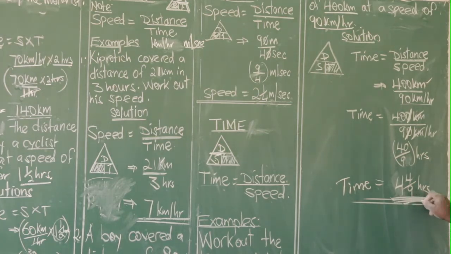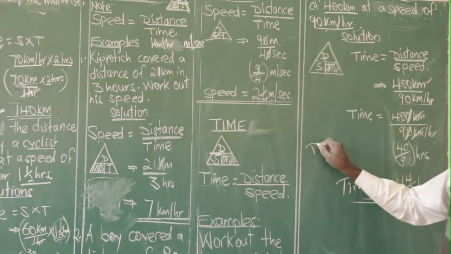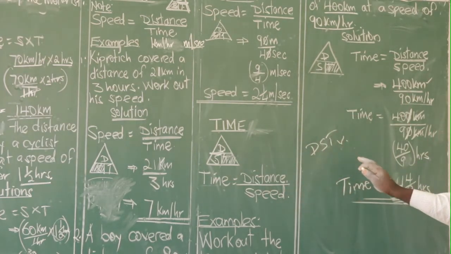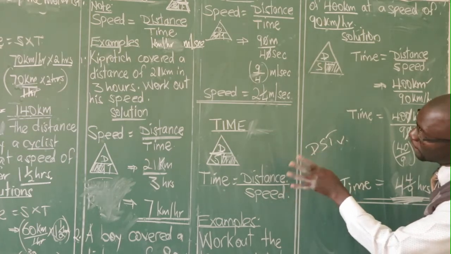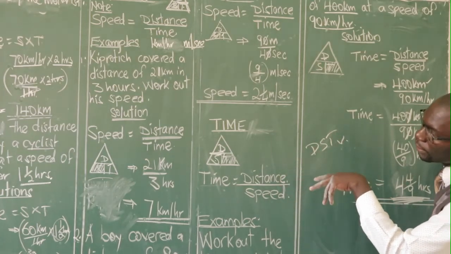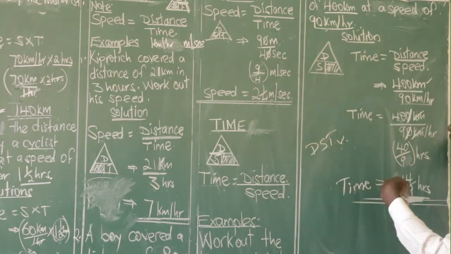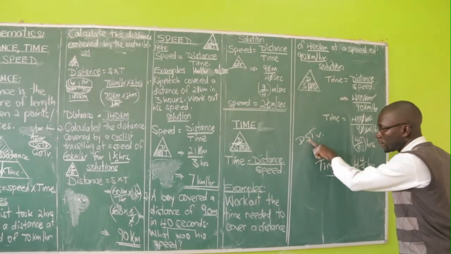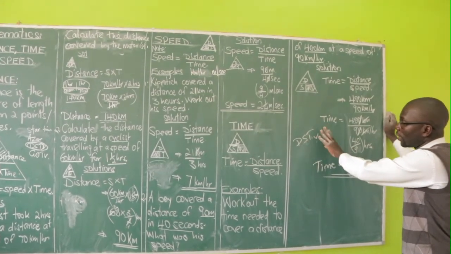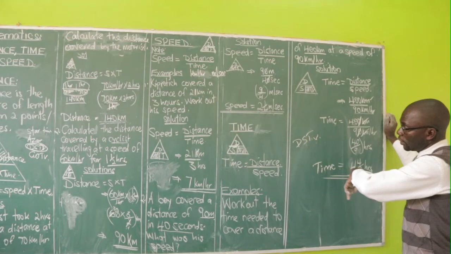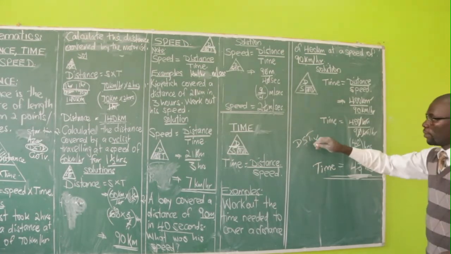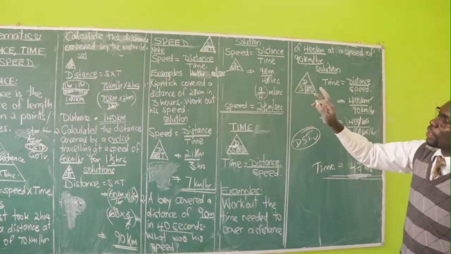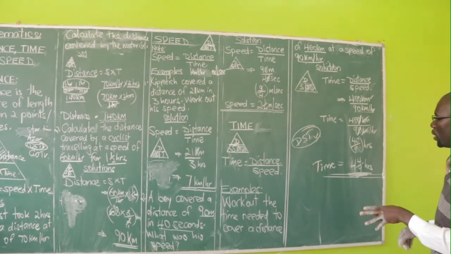So we should always remember the DSTV, that the formula for finding distance is speed times time, and the units of distance are either kilometers, meters, and others. And then speed, kilometers per hour, meters per second, and time is either hours, minutes, or seconds. So we should always remember this formula when we come across any question having distance, speed, and time.